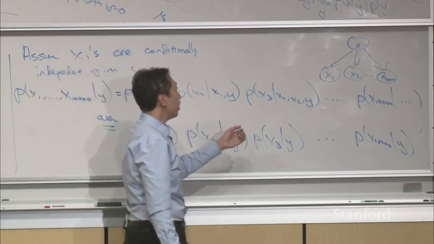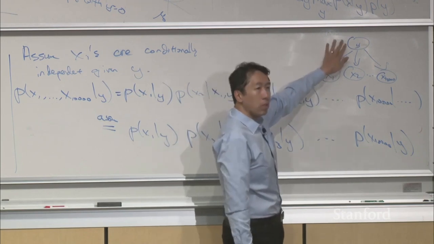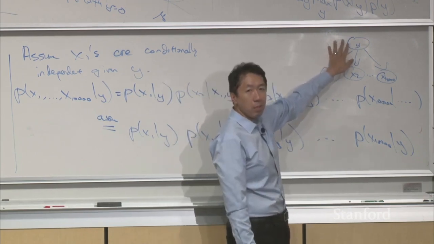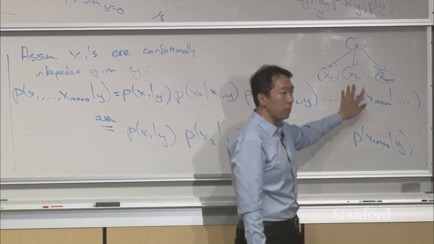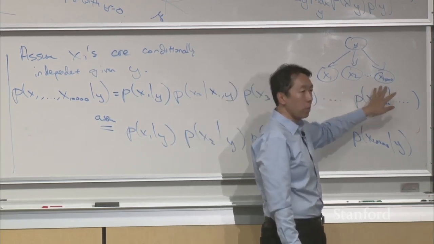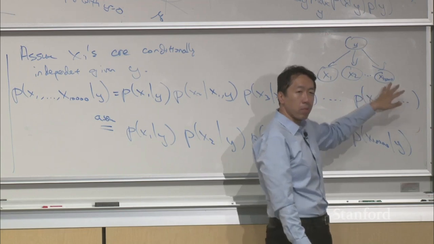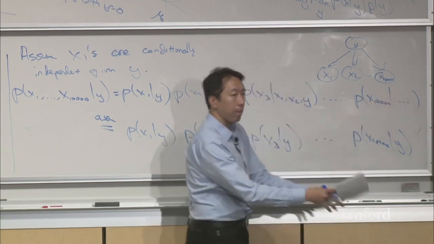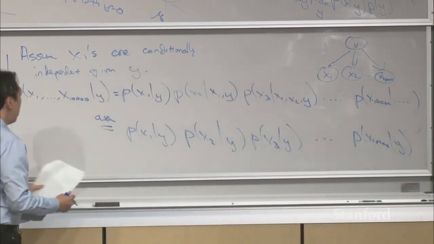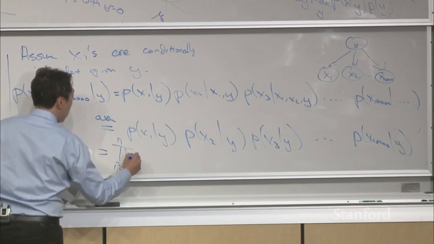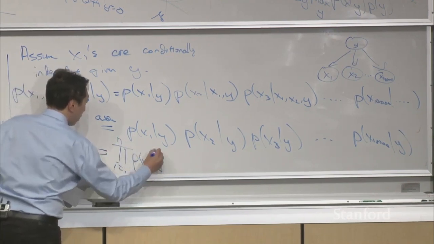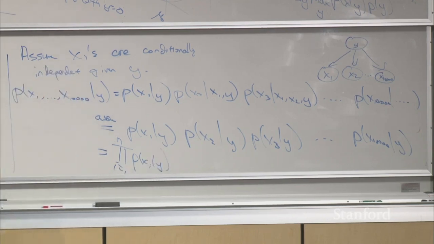But the intuition is that if I tell you that this piece of email is spam, then whether the word buy appears in it doesn't affect your beliefs about whether the word mortgage or discount or whatever spammy words appear, right? So just to summarize, this is the product from i equals 1 through n of p of xi given y.